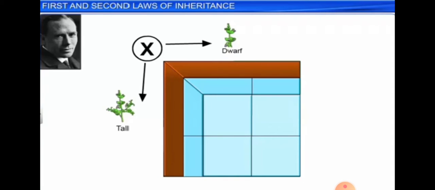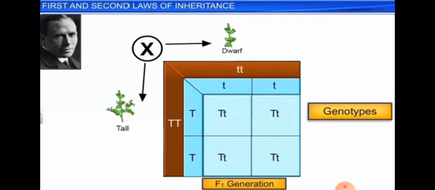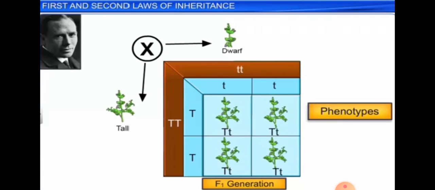So in the F1 generation, Mendel crossed a homozygous dominant capital T capital T parent with a homozygous recessive small t small t. The gametes produced by the parents are written on the two sides of the square, and the capital T small t progeny produced by the fertilization of the gametes is written within the square. Though the genotype of the F1 hybrid is capital T small t, its phenotypic character is tall.